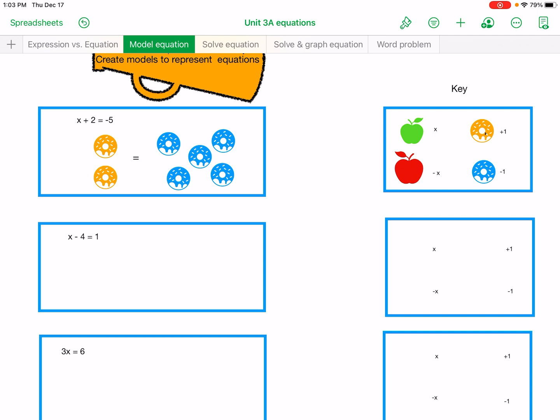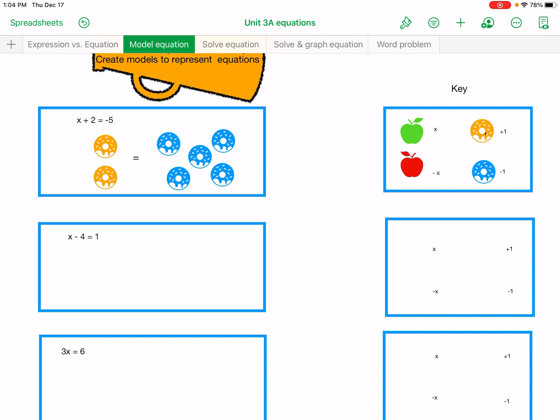Okay? We have made an example here for you. If you look at our key, your variable, a positive variable is a green apple, a negative variable is a red apple, a positive unit is a yellow donut, and a negative unit is a blue donut. So if you look at our example over here, it says x plus 2 is minus 5. I think our positive variable got deleted here.